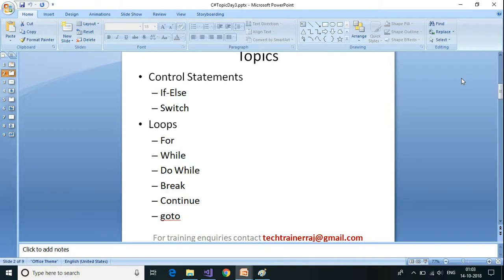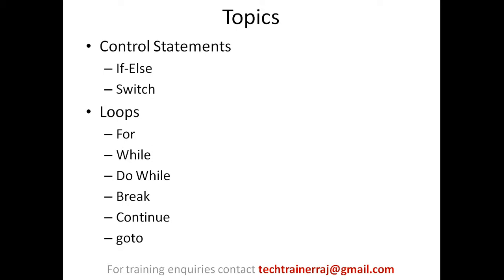Okay, let us take a look at the topics which we are going to cover today. The topics are control statements, which is if, else and switch statement, and later on we will cover loops: for loop, while loop, do while, break, continue and goto statement. Okay, there are only 3 loops, which is for loop, while loop and do while, and there is an advanced for loop which we will take a look at later on. And for all these loops we will take a look at break, continue and goto statement.